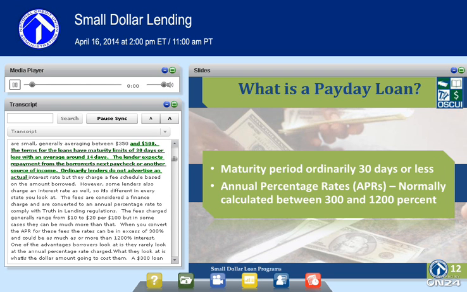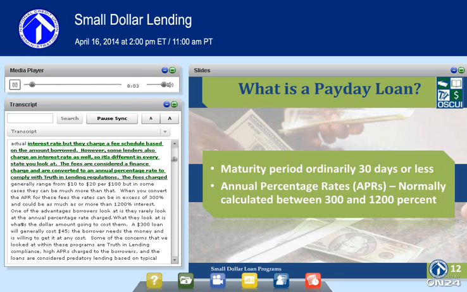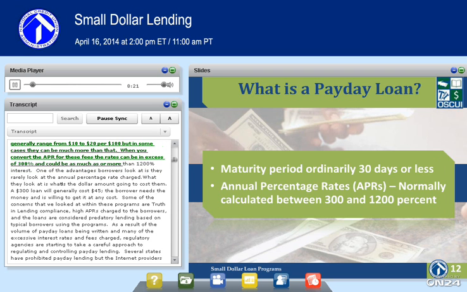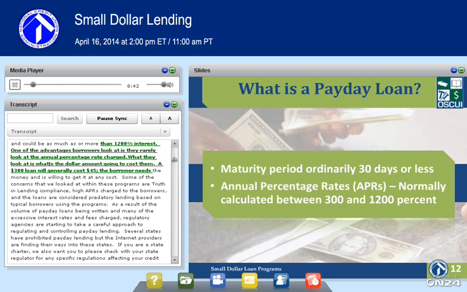Ordinarily, lenders do not advertise an actual interest rate, but they charge a fee schedule based on the amount borrowed. However, some lenders also charge the interest rate as well, so it's different in every state you look at. The fees are considered a finance charge and are converted to an annual percentage rate to comply with truth in lending regulations. The fees charged generally range from $10 to $20 per $100. But in some cases, they can be much more than that. When you convert the APR for these fees, the rates can be in excess of 300% and could be as much as more than 1,200% interest.